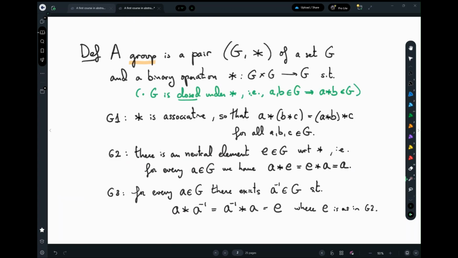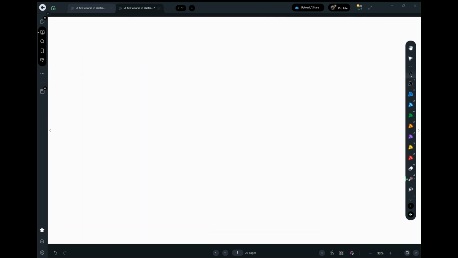Just as a reminder, this is our definition of group: a set with a binary operation star that satisfies that star is associative, that there is a neutral element, and there are additive inverses. And if in addition the operation is commutative, then we say it's a commutative group. But this is the very basic definition and axioms of group. So here are some properties that are just very useful for groups.